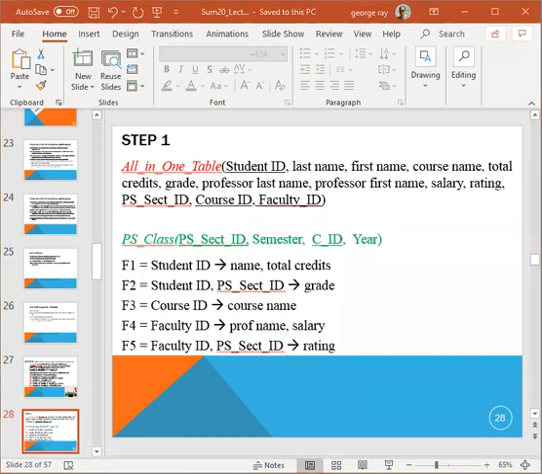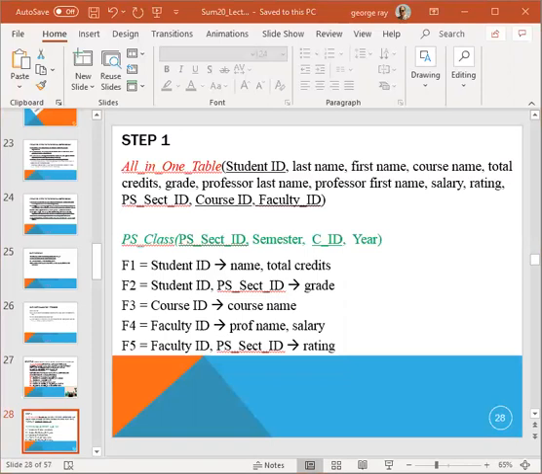So here we are, the first step. We've taken our all-in-one table and we've looked at the functional dependencies. I started with functional dependency 6, where the PeopleSoft section ID determines, along with the class ID, the semester and the year. So we create a separate table with those fields in it. We take semester and year out of the all-in-one table, and then we are left with 5 functional dependencies that we have to deal with.